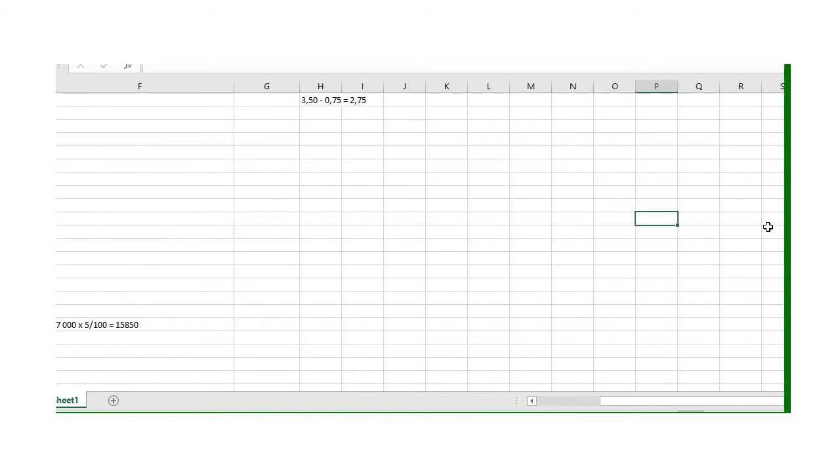Okay, so the formula for the loan is we start with the balance at the beginning. To that, we're going to add the interest.